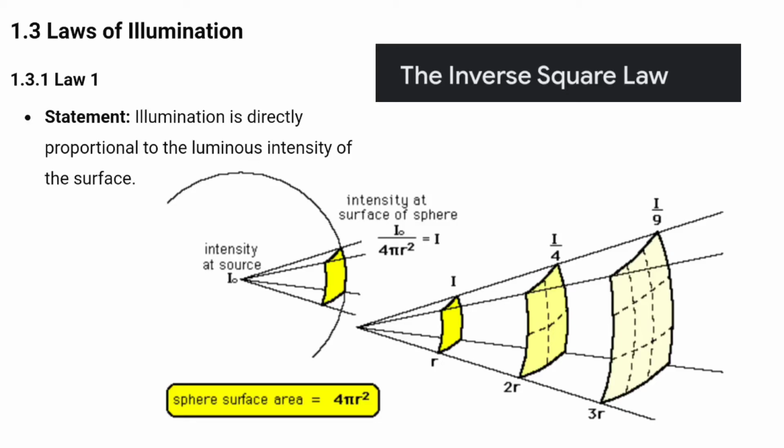Laws of illumination. Law 1. Statement: illumination is directly proportional to the luminous intensity of the surface. This means that if you increase the brightness or power of the light source, the illumination on the surface also increases proportionally. Imagine turning up the brightness on a flashlight. As it gets brighter, the area it illuminates becomes more intensely lit.